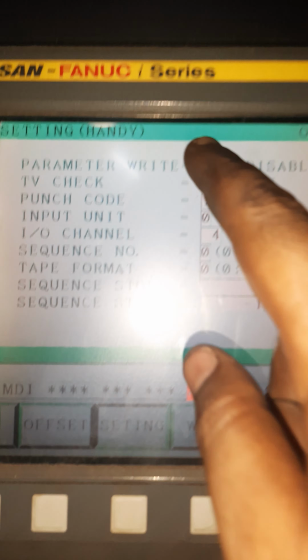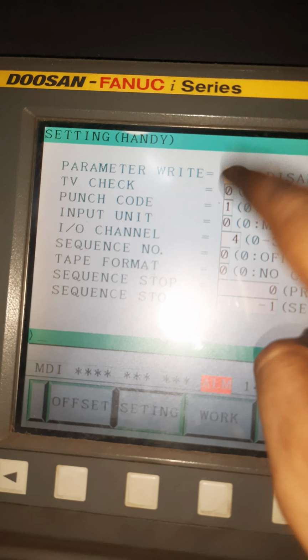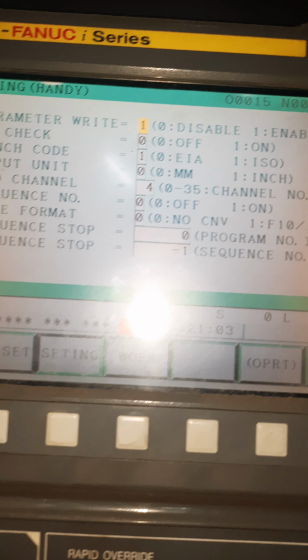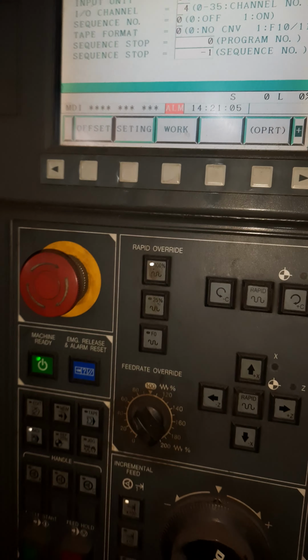Then parameter write enable. It should be 1 input. Okay, now we can change it. So guys, check it. How will we check? Give it handle mode first.